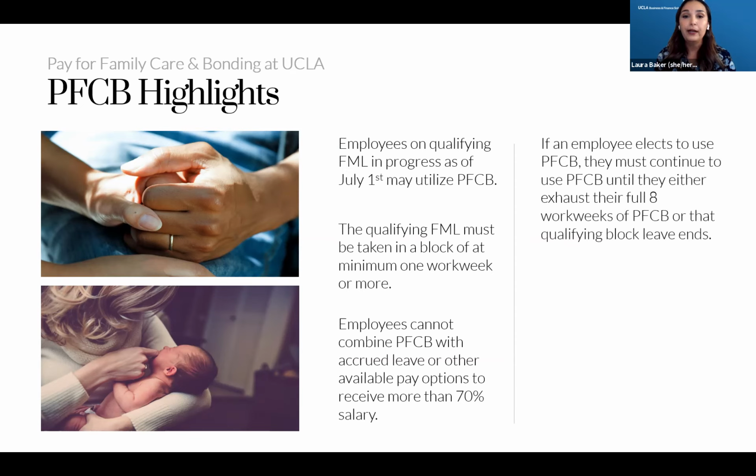Next, if an employee elects to use PFCB, they must continue to use that PFCB option until they either exhaust their full 8 work weeks of PFCB or the qualifying block leave ends. So essentially, they can't go back and forth from being on PFCB to using vacation or sick and then using PFCB. Once they've started using PFCB, they need to use it for the remainder of that leave. Again, either until the 8 weeks has been exhausted or their leave ends.